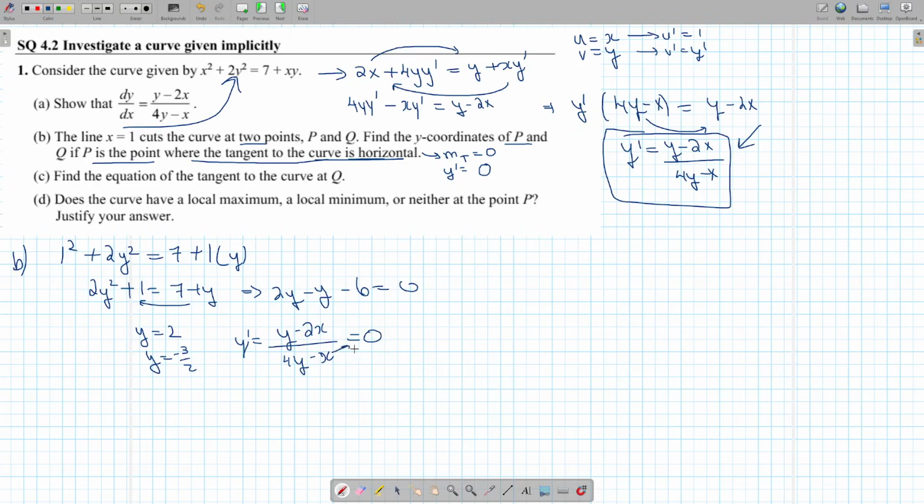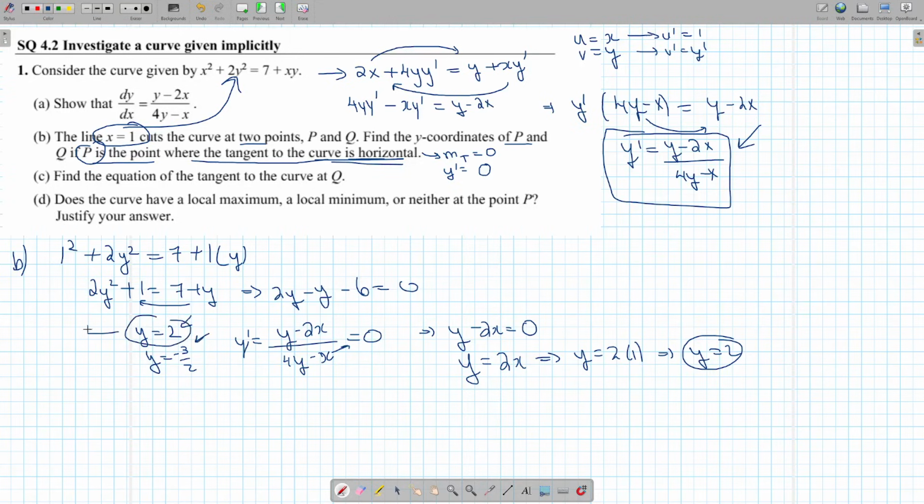If this is equal to 0, you cross multiply, you're going to get that y minus 2x is equal to 0. And therefore, you're going to get y is equal to 2x. And we know that x is how much at this point? 1. So that means y is equal to 2 times 1. So that means y is equal to 2. Which point is this? Which point did I just do? I'm saying the curve is horizontal for which point? P. So now I know that out of the 2 and the negative 3 over 2, the 2 goes for P, and the negative 3 over 2 goes for Q.